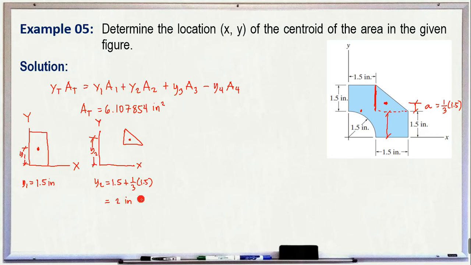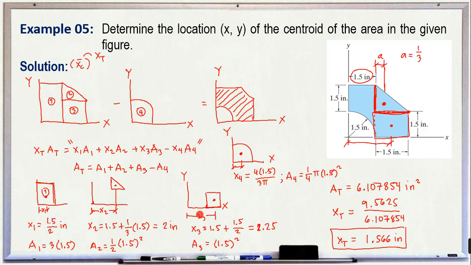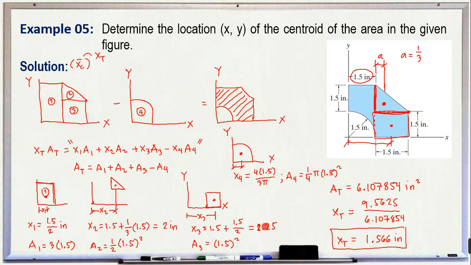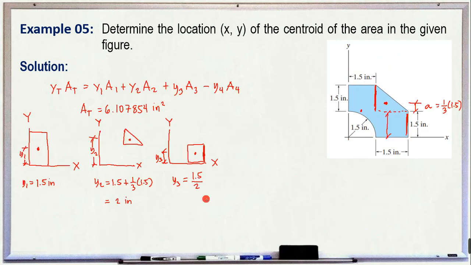What else? We also have our third figure. This is y, this is x, and we have here a square. So the center of the square, we label this one as y sub 3. Y sub 3 is just 1/2 of this height. That is 1.5 divided by 2. That is 2.25. Sorry. That is 1.5 divided by 2. So I made a mistake on its true value.